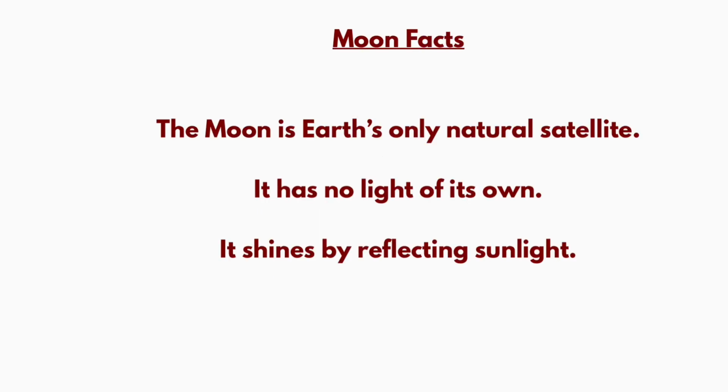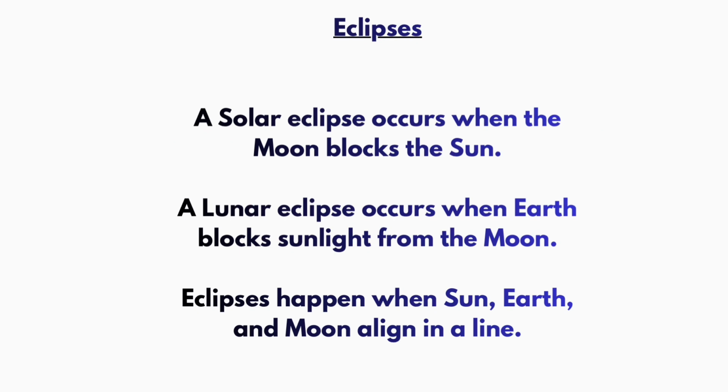Moon facts. The moon is Earth's natural satellite. It has no light of its own. It reflects sunlight. The moon has craters, mountains and plains. It affects tides in oceans. The moon takes about a month to revolve around Earth. So we can say the moon shines by reflecting sunlight.